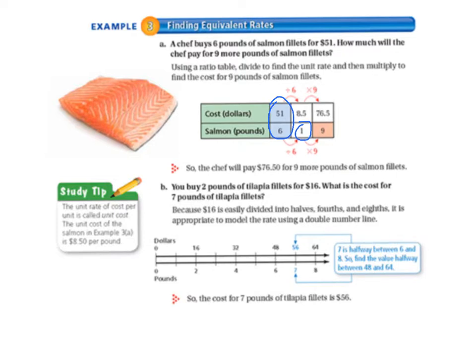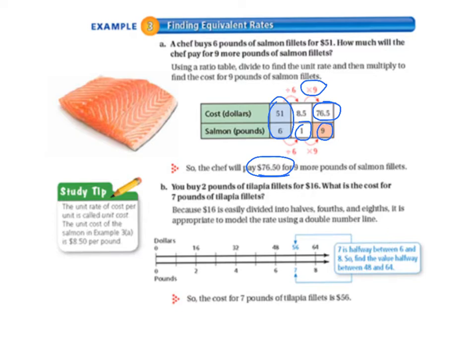And then we know that we want to buy 9 pounds of it. So we take 1 and we multiply that by 9 to get 9 pounds on the bottom. And then we take 8.5 and we multiply that by 9 and we get $76.50. So the chef will pay $76.50 for 9 more pounds of salmon fillets.